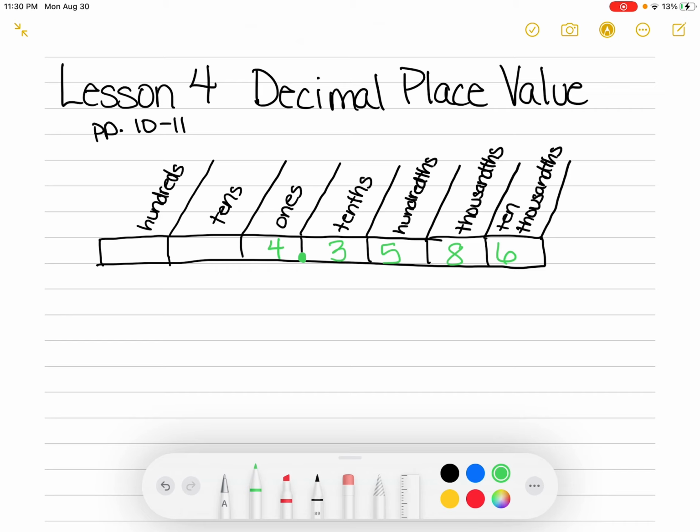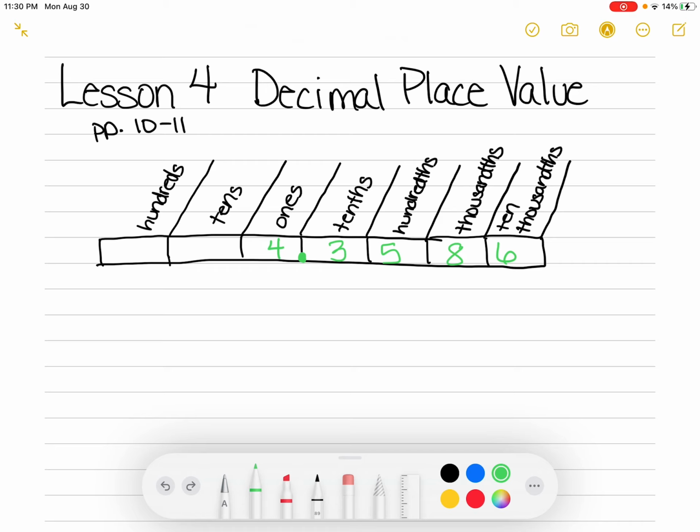So let's talk about this. We'll talk about how the word form goes. But first, let's do all the different forms of it. Before I start that, if I had this number and I said, what place is the 5 in? Then you would say it's in the hundredths place, right? Okay, if I said what number is in the thousandths place, you would say 8 is in the thousandths place.